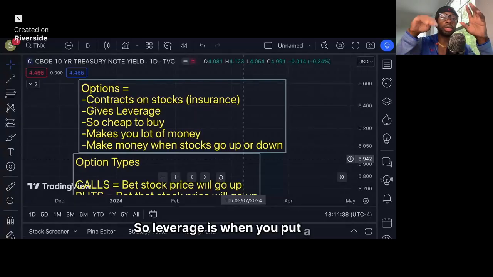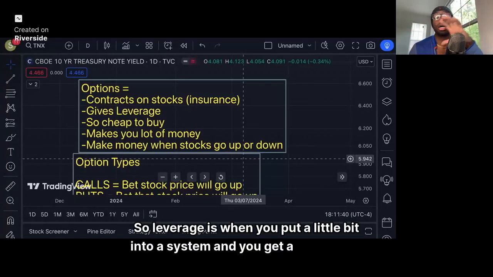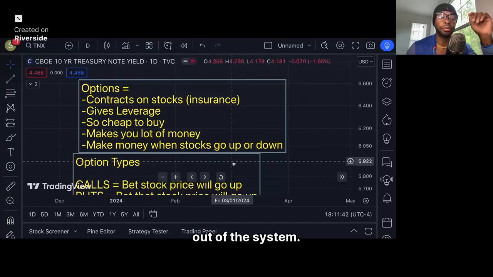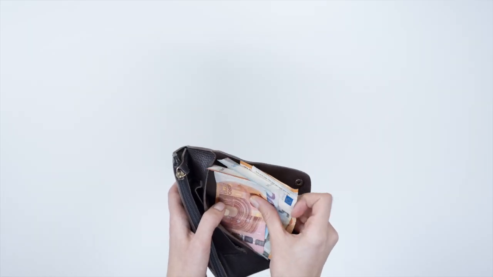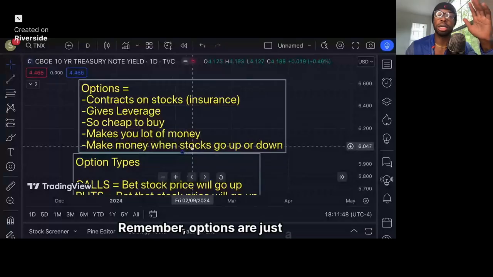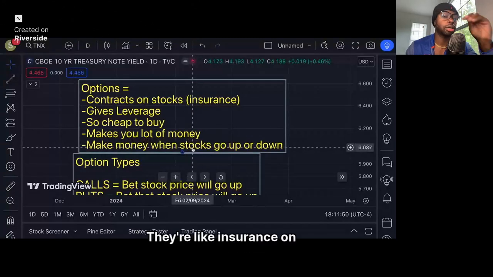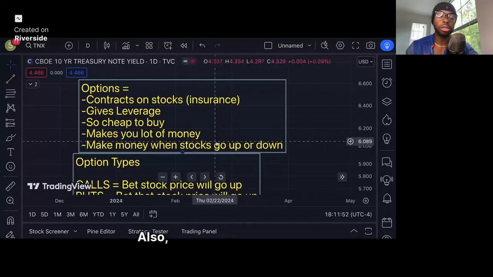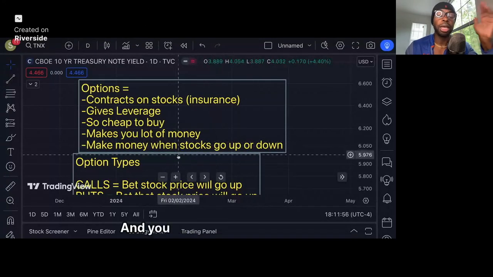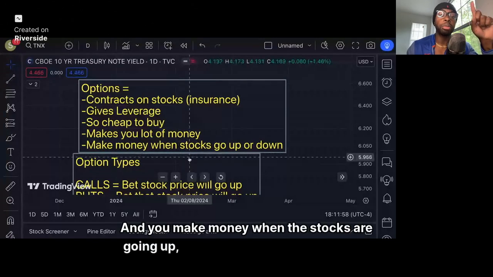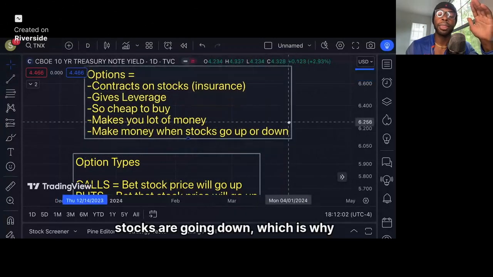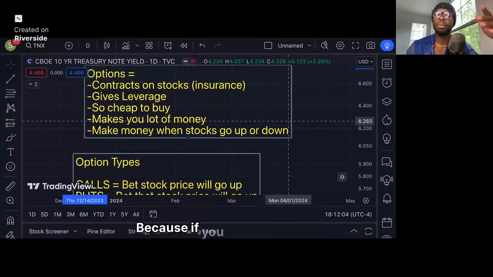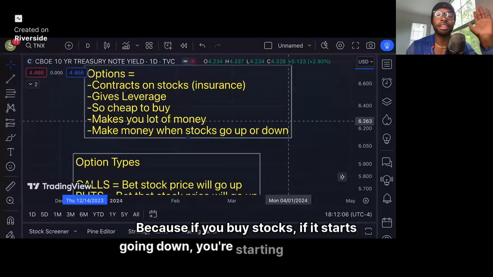So leverage is when you put a little bit into a system and you get a ton of stuff out of the system. And the reason why people like options is because they're super cheap, okay? Remember, options are just a contract on a stock. They're like insurance on a stock. Also, it can make you a lot of money, and you make money when the stocks are going up, and you can make money when stocks are going down, which is why people like options. Because if you buy stocks, if it starts going down, you're starting to lose money.